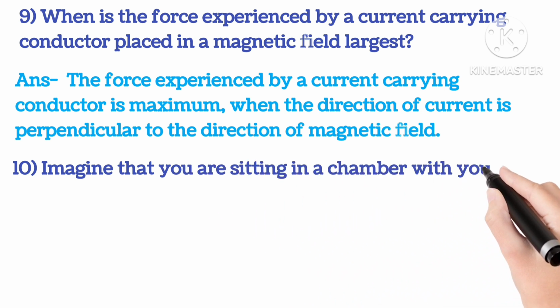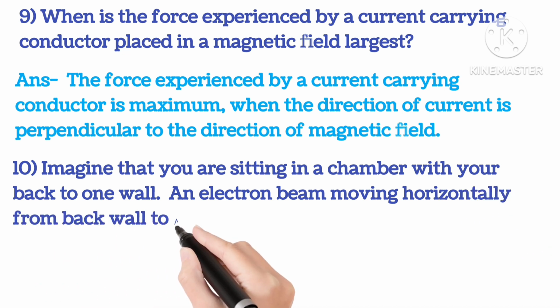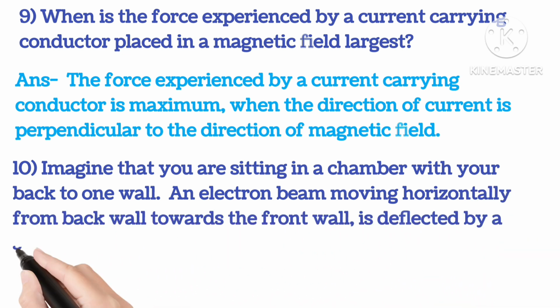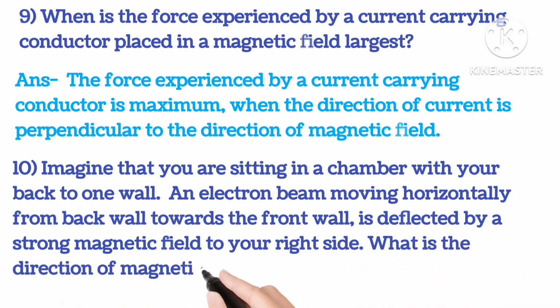Imagine that you are sitting in a chamber with your back to one wall. Electron beam moving horizontally from back wall towards the front wall is deflected by a strong magnetic field to your right side. What is the direction of magnetic field?